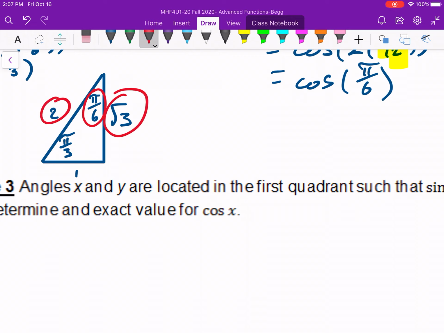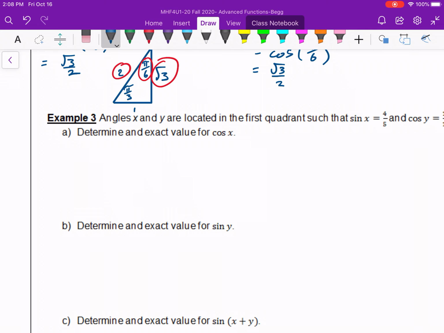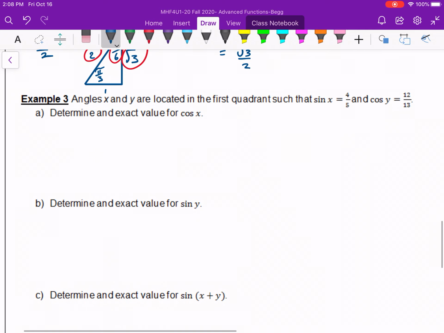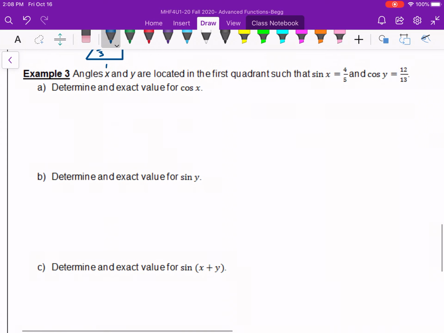Now the last example we're going to look at isn't a double angle. It's back to just using compound angle formulas, but with a little something different once again. Angles x and y are located in the first quadrant such that sine x equals 4 over 5, cos y equals 12 over 13.